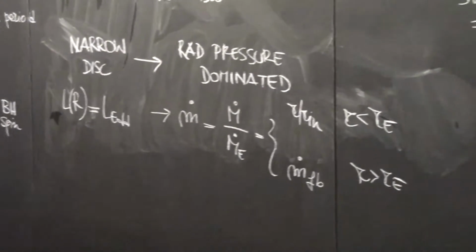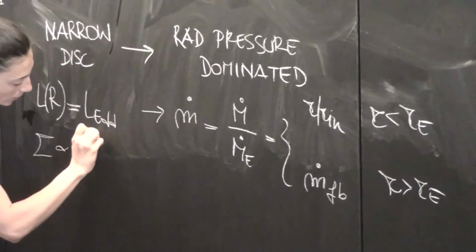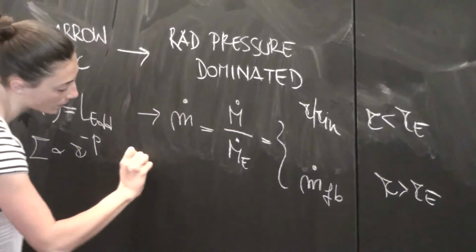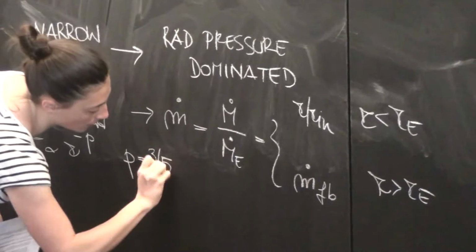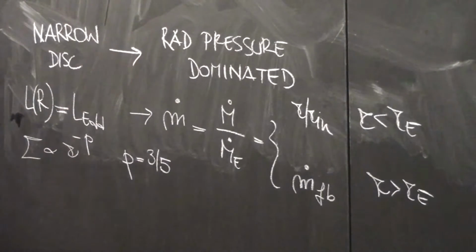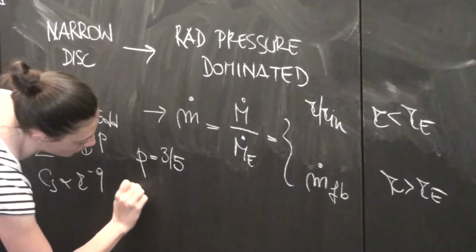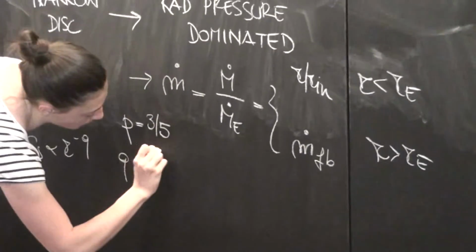So then this accretion disk has a surface density profile which is proportional to R to the minus P, where P is 3/5. And this comes from requiring that the disk is radiation pressure dominated, and then the sound speed goes with R to the minus Q, where Q is equal to 3/2.